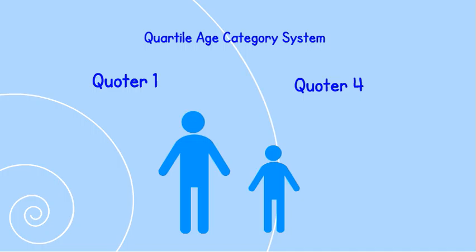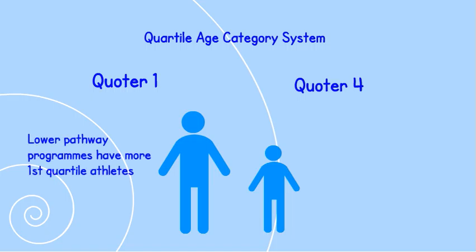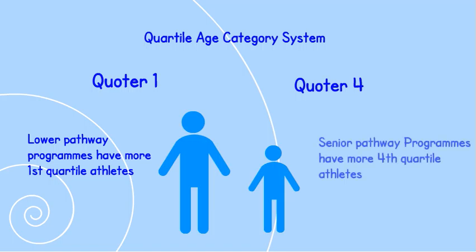Studies show that in the younger pathway programs, athletes tend to be from the first quartile age groups, but then as it goes along, athletes tend to come from the fourth quartile. So why is everyone putting money into these first quartile athletes only for them to have dropped out of the sport or stopped progressing, and then putting money into the younger athletes? Surely there's something wrong with that.